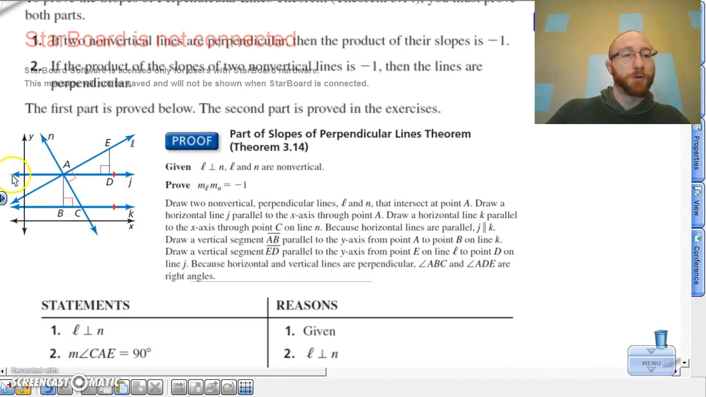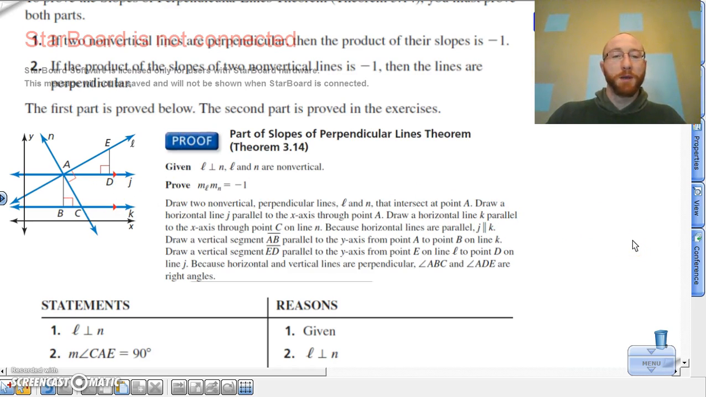So what we're going to do is draw a horizontal line through the point of intersection, and then another horizontal line somewhere below that. Our horizontal lines are going to be parallel. Then we're going to draw a vertical line from the point of intersection straight down, and from some point on line L straight down. So we have vertical lines and horizontal lines. This gives us a right angle here and a right angle here, and that's going to be quite useful.